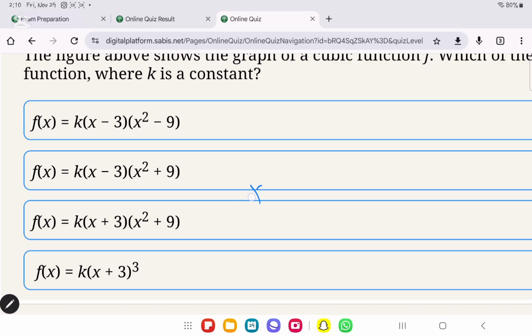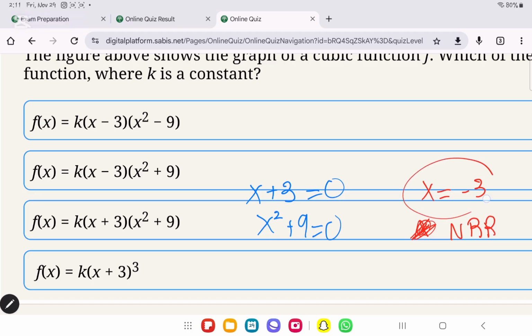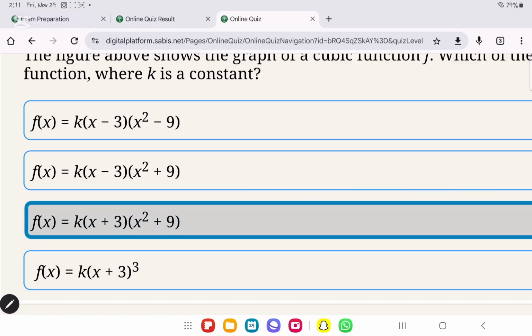Okay, we have here x plus 3 equals 0 and x squared plus 9 equals 0. Solving, you're going to get for the first one, x is minus 3. And for the second one, there's no real root. Great. So we found one that has a single root, which is minus 3. So it's this one over here.